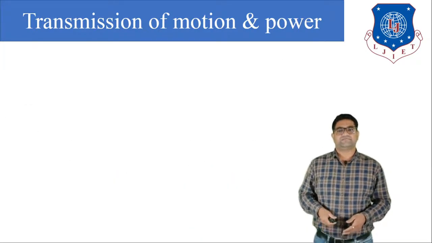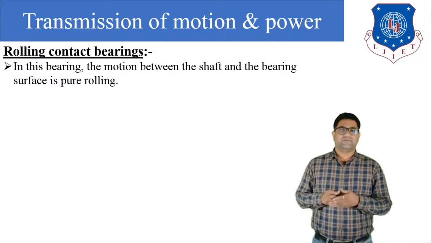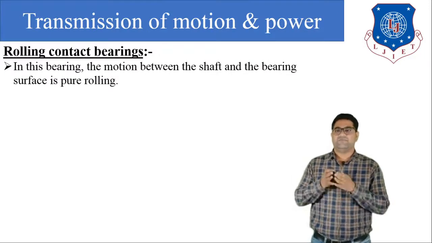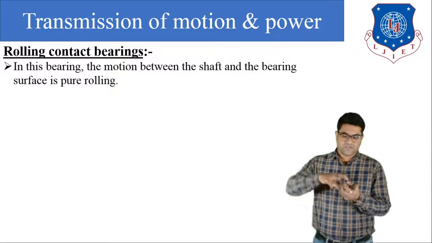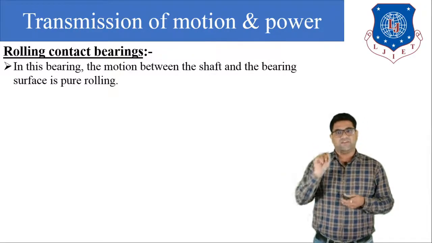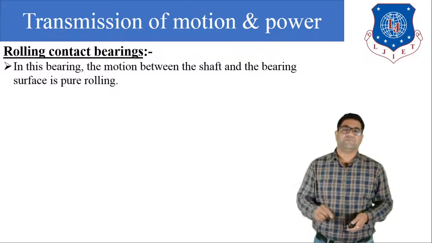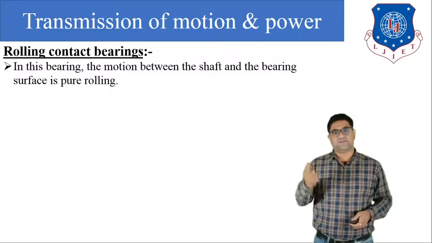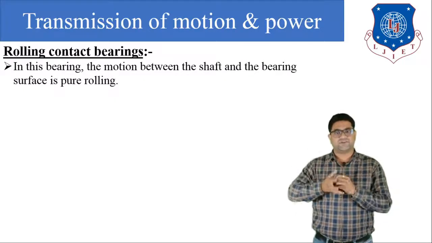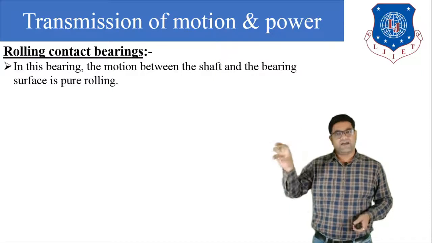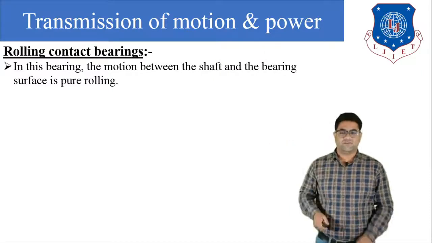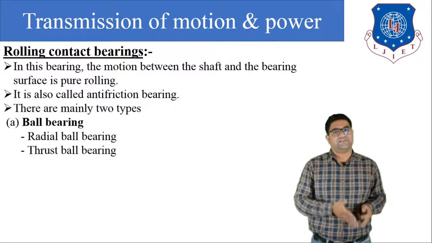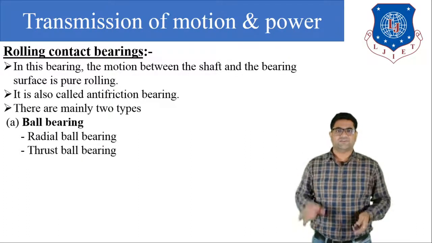Now second is the rolling contact bearing. What is the meaning of rolling contact bearing? In this bearing the motion between the shaft and the bearing surface is pure rolling. So here there will be a rolling contact, and if there is rolling contact then the friction will be very less. In the case of sliding contact bearing there was surface contact, so the friction is higher compared to the rolling contact bearing. So we can say that the rolling contact bearing is the anti-frictional bearing because here the friction is almost zero.